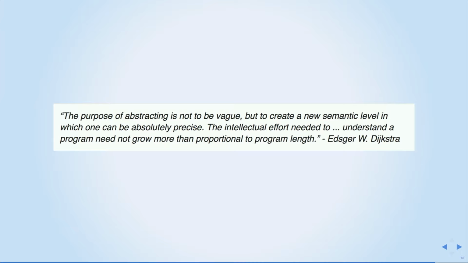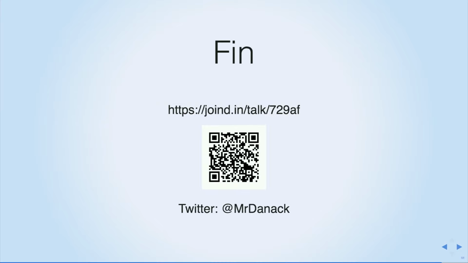And to make an appeal to authority for the end of the talk: the purpose of abstracting is not to be vague, but to create a new semantic level in which one can be absolutely precise. The intellectual effort needed to understand a program need not and should not grow more than proportional to the program length. That's my talk.